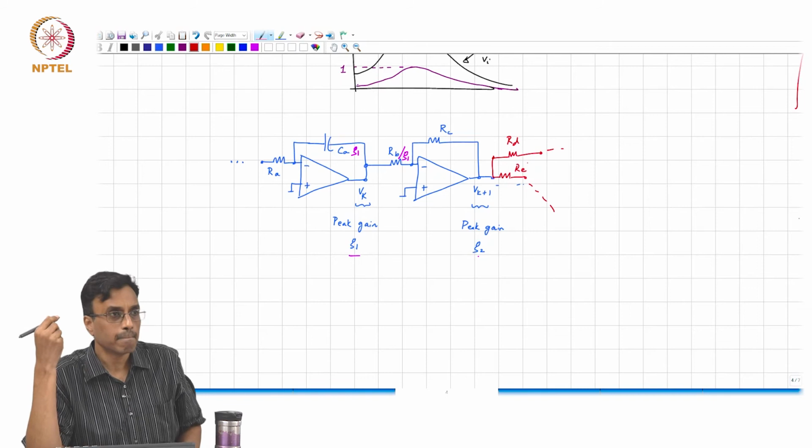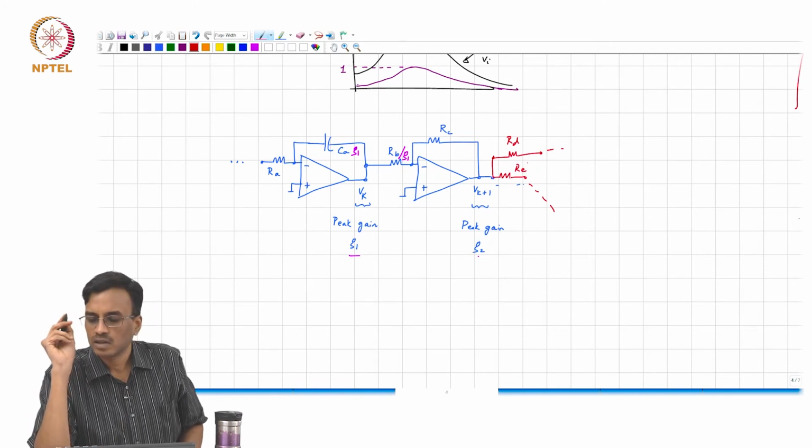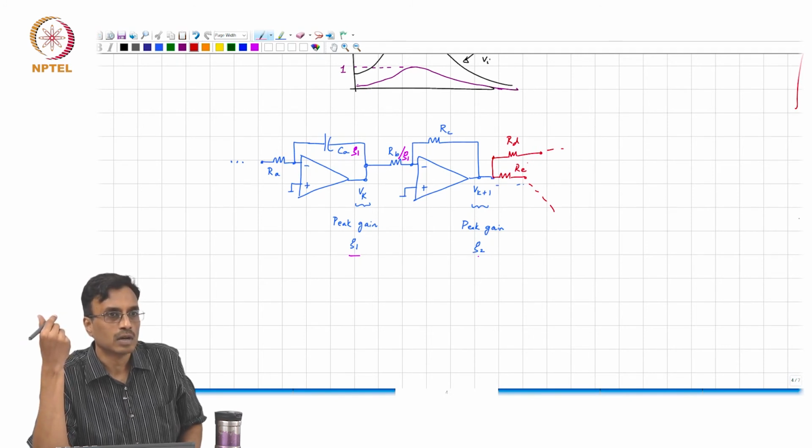RC must become? The peak gain at Vk plus 1 is G2. I have to reduce its gain by a factor of G2, but we have already scaled RB by G1. So now the gain becomes RC divided by G2.